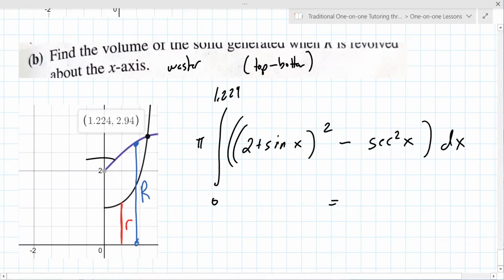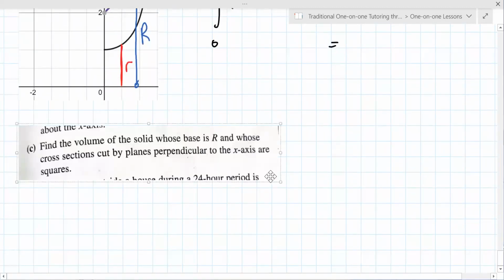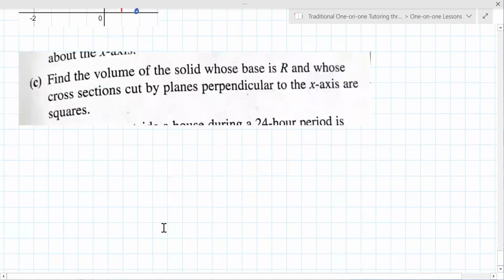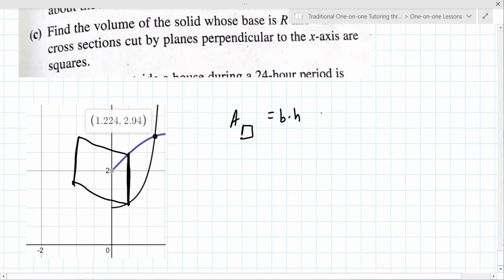Let me know when we can move on to part C. Yeah, we can go. All right, part C is kind of that starter question here. It's saying that these are cross sections of squares. So you have to find the area of the square, which is base times height. The base is the difference between the two curves, so it's 2 plus sine x minus secant x, but then you multiply it by itself. So you just square that.